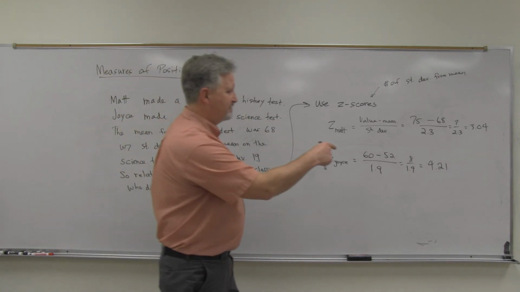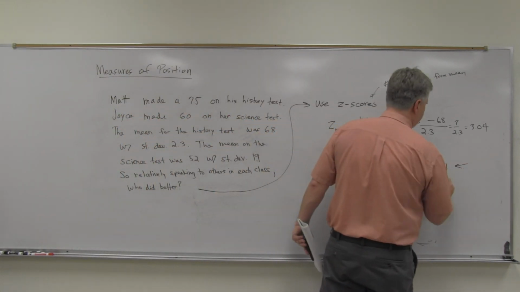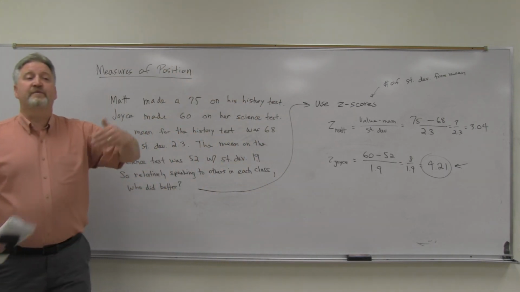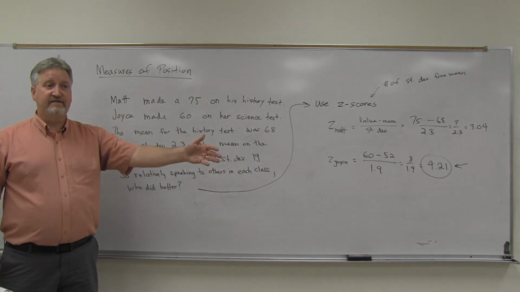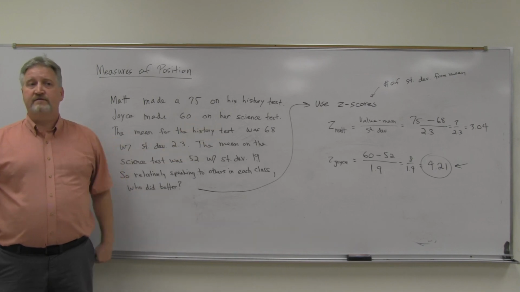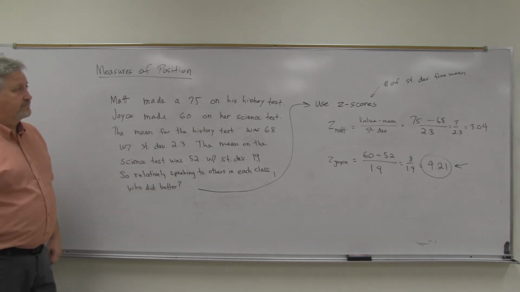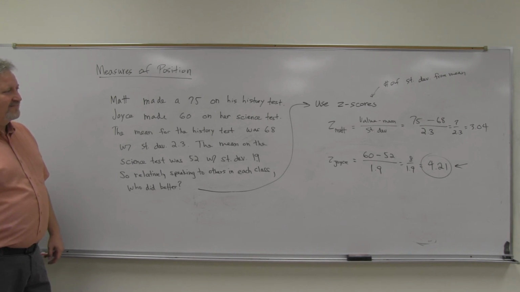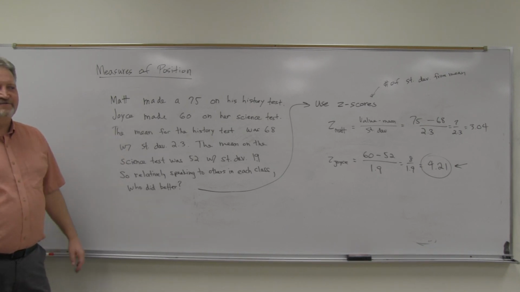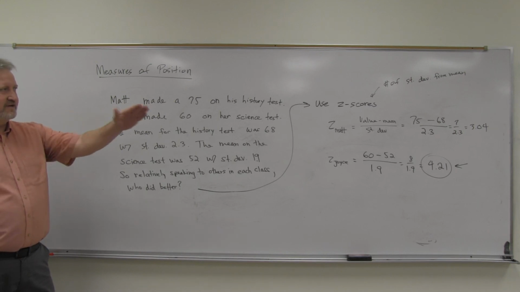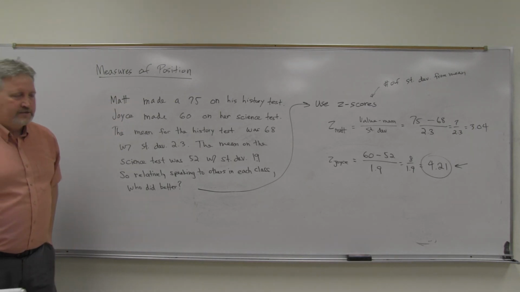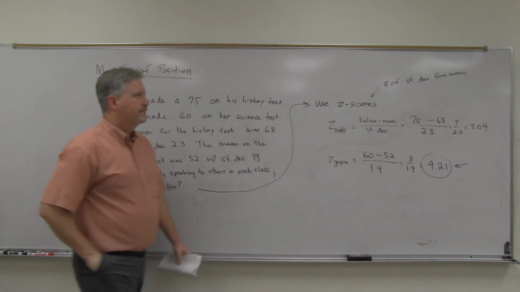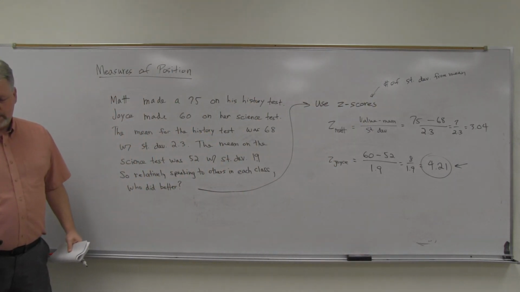So, Joyce did better, didn't she? The higher z-score, in this case, wins. Joyce is further out from the mean in terms of standard deviations. That was the whole goal of this. All right? Joyce did better. She's further out from that mean standard deviation line. So Joyce's would be better. Any questions about that? All right.